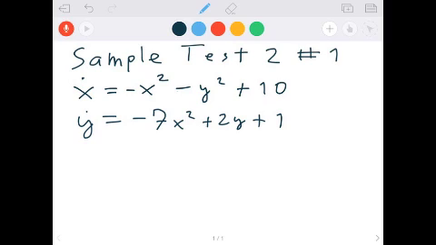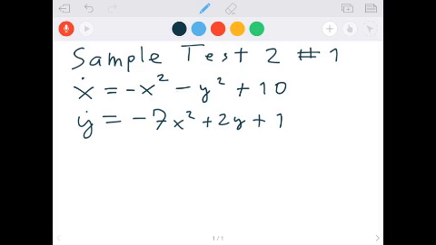So for sample test 2, number 1, you're given a system of nonlinear differential equations, and you're asked to draw the phase portrait, find the equilibrium points, and investigate those equilibrium points using a linearized function. So let's find the equilibrium points first, and if a point is an equilibrium, then the x prime and the y prime both have to be equal to 0.